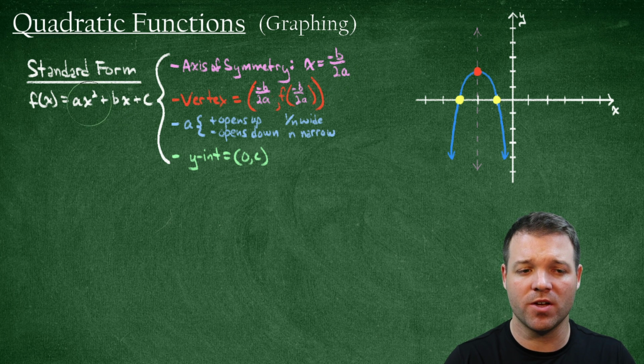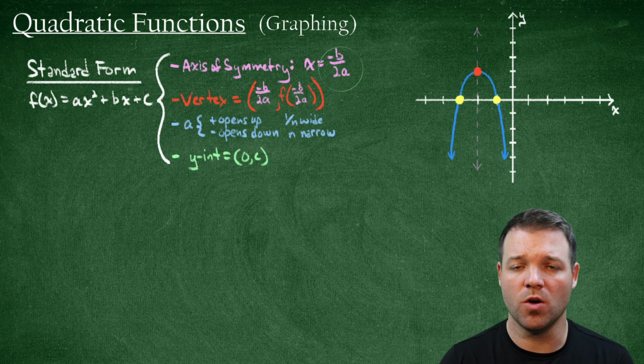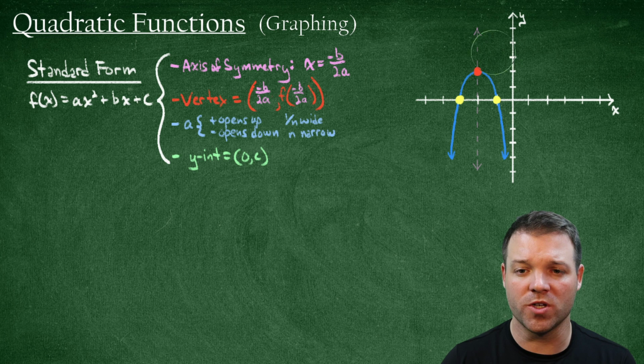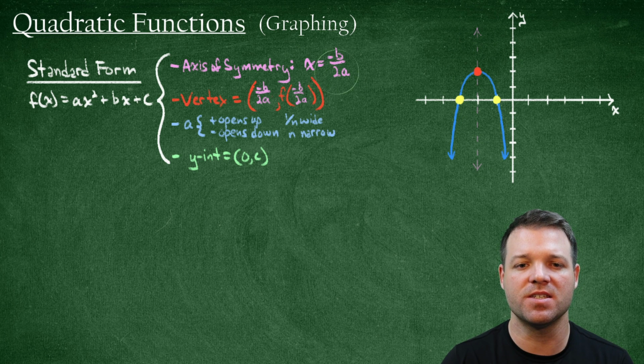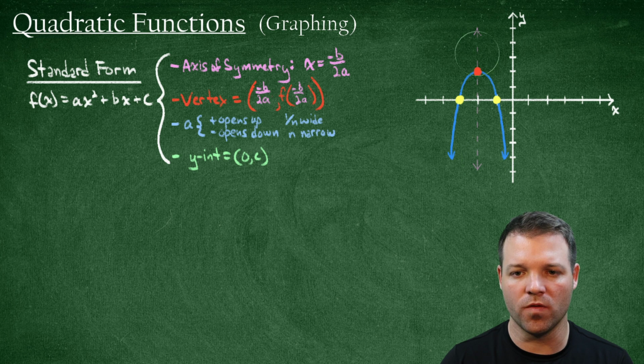But if you have a quadratic in standard form, ax squared plus bx plus c, then you can figure out the axis of symmetry simply by taking negative b over 2a. And more specifically, it's the line x is equal to negative b over 2a. The axis of symmetry is a line, so it technically is an equation.